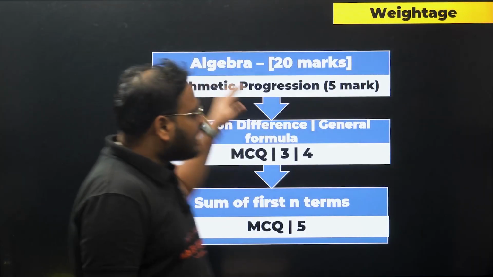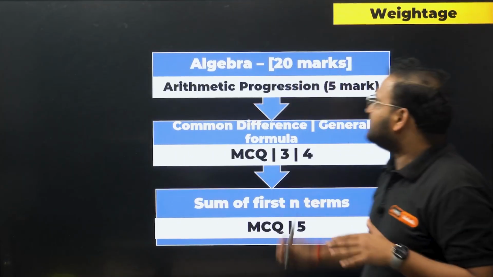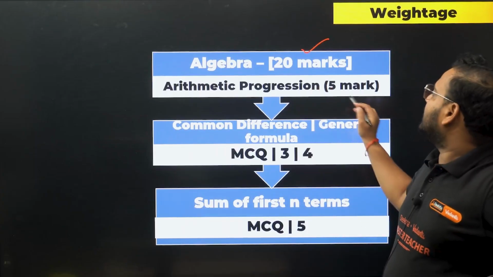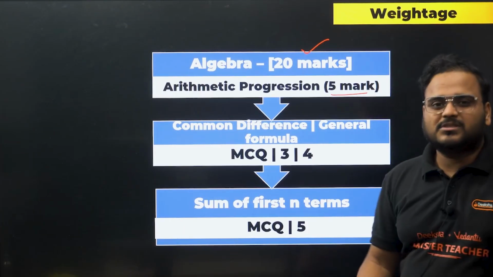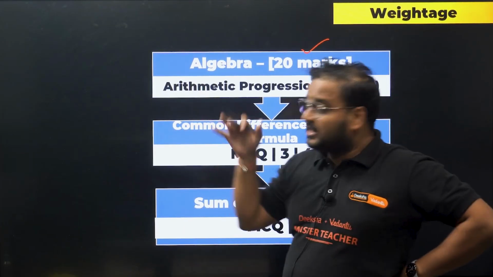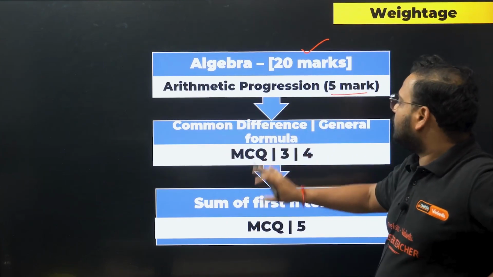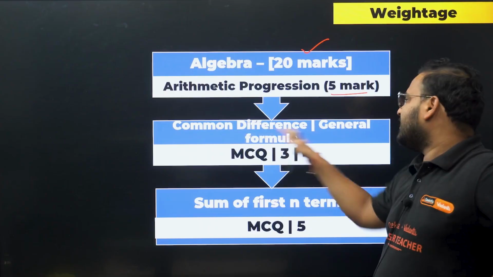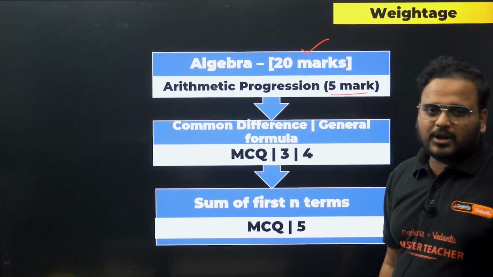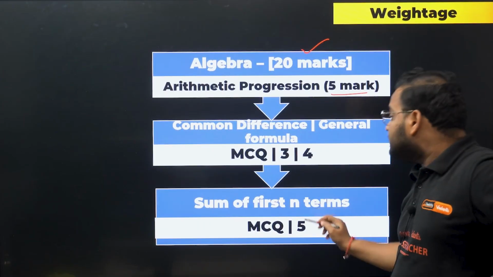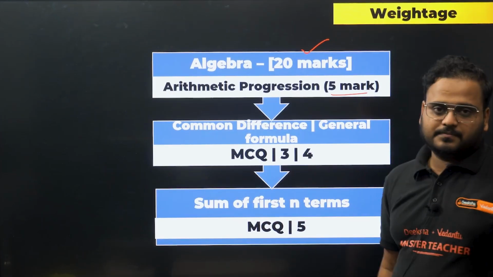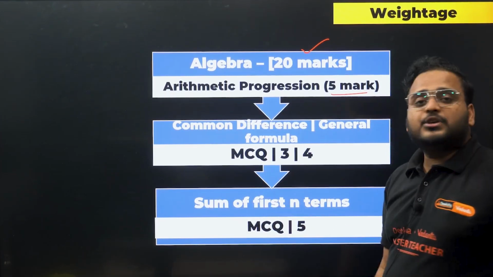Next, if you see the weightage category, from algebra we have 20 marks coming in, and in that, AP will be almost 5 marks weightage out of the algebra part. In the MCQ, 3 marker and 4 marker questions, topics will be common difference or general formula questions. But for 5 marker questions, you have the sum of the first n terms. Questions are usually asked there.